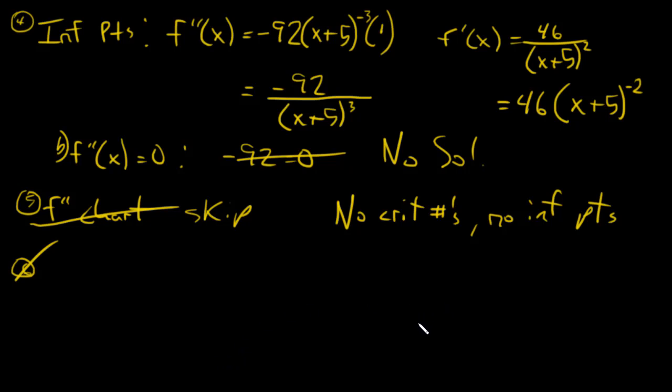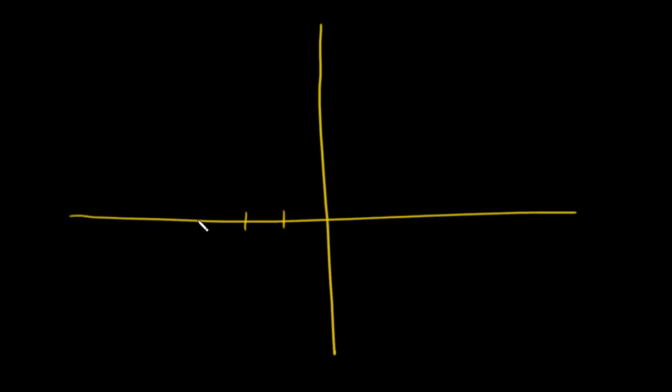So now we can go straight to graphing this. Let me clear and graph this. Let's make a nice graph. Something like this: 1, 2, 3, 4, 5. I have a vertical asymptote at x equals negative 5. And then I have no other information. I have no critical numbers. I have no inflection points. I need something to be able to take a stab at this.